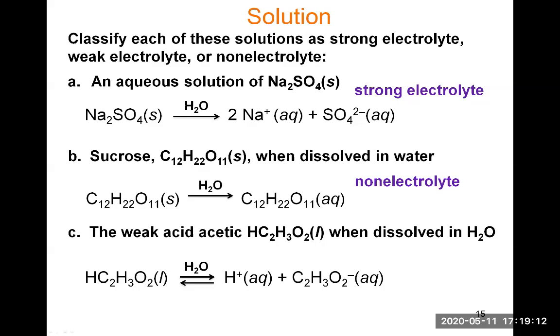And that H, when it leaves the acetic acid, becomes an H+. So when acetic acid dissociates, it dissociates into ions, which means it will be able to conduct electricity. However, if you look now at the arrows, you have an arrow going to the right and an arrow going to the left, which means it's a reversible reaction or dissociation.